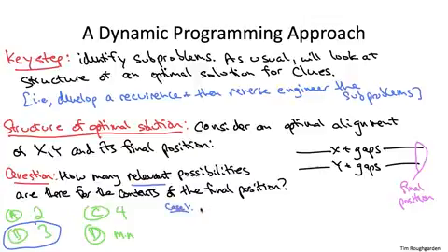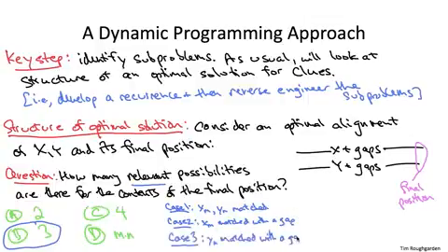It could be there's no gaps at all, that in fact this alignment matches the character little x sub m with little y sub n. Or it could match the final character of capital X with a gap. Or it could match the final character of capital Y with a gap.